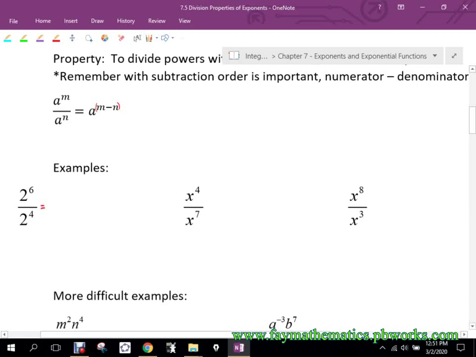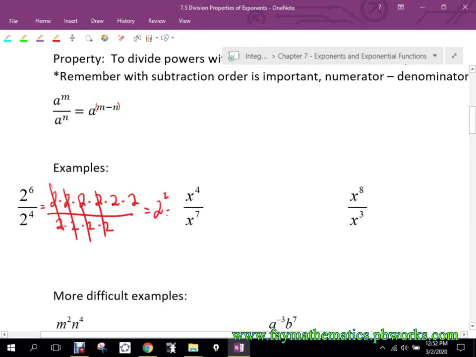So if I forget a rule, guys, what I always do is I go back to what I know exponents mean. If I forget the rule that I got to subtract, I go back to this. 2 to the 6th means this, right? 2 to the 4th means this, right? Now I got to know that those cancel, and I'm left with what?